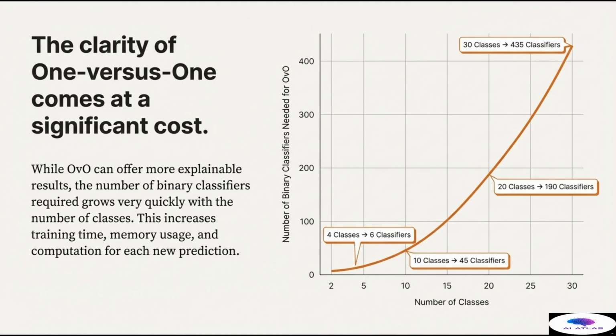While classifying 4 classes requires only 6 classifiers, jumping to 10 classes requires 45 classifiers, and increasing further to 20 classes necessitates building 190 classifiers. By the time we reach 30 classes, we need a staggering 435 separate binary models running simultaneously. This massive requirement directly increases the training time, consumes vast amounts of memory, and dramatically boosts the computation needed for every single new prediction. Therefore, despite its transparency, OvO often becomes impractical compared to the linear scaling of one versus rest when dealing with a large number of classes.